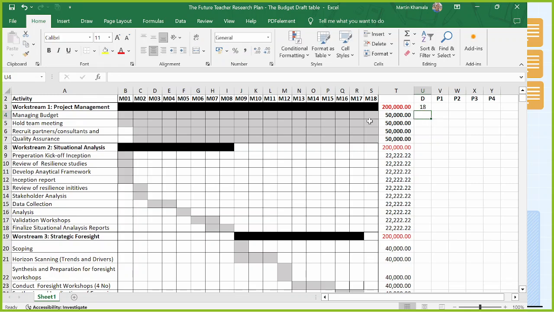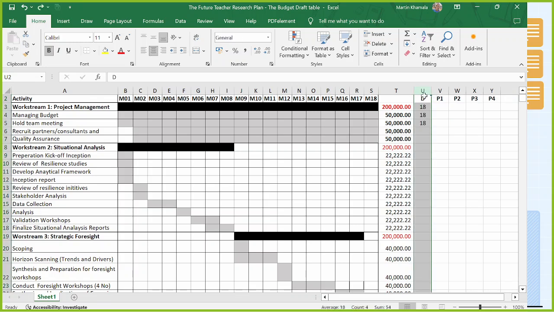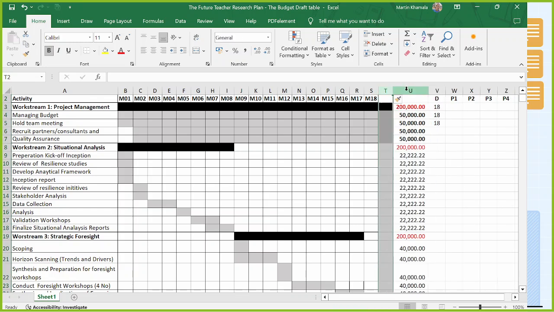Okay, I've got a column here. I'm even using your guide. You've already said this is 18 days because the entire project is 18 days. Just put a column before T. Put a column first so that you do the days before you put where you have put the money. Before the T.